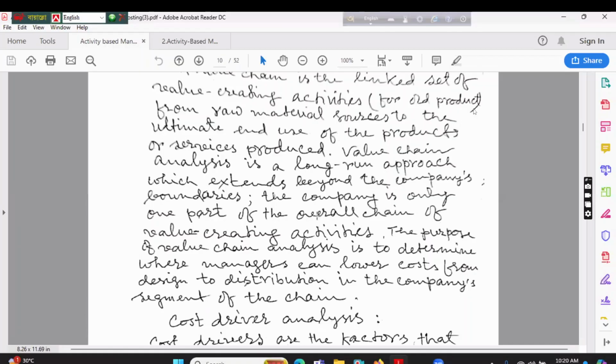Value chain analysis is a long-run approach which extends beyond the company's boundaries. The company is only one part of the overall chain of value creating activities. At the center of the value chain, we find customer focus.